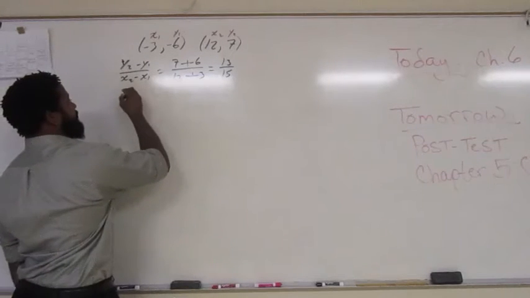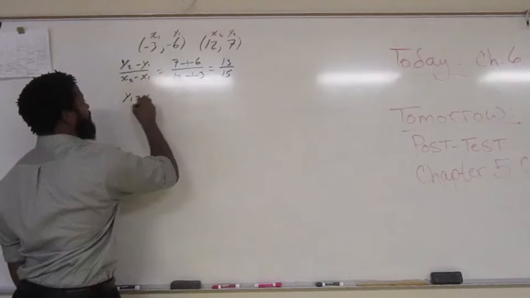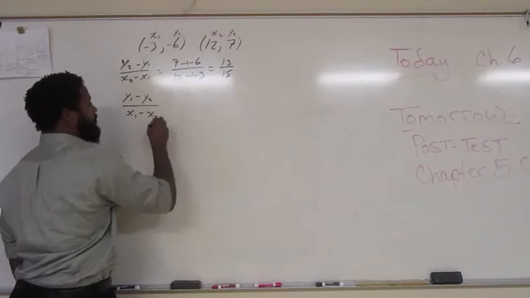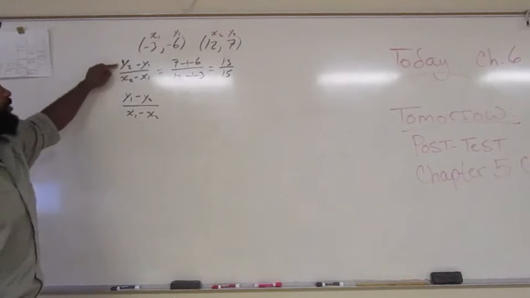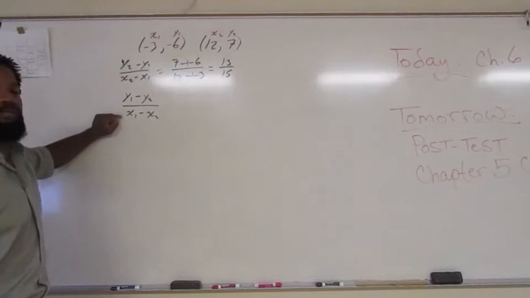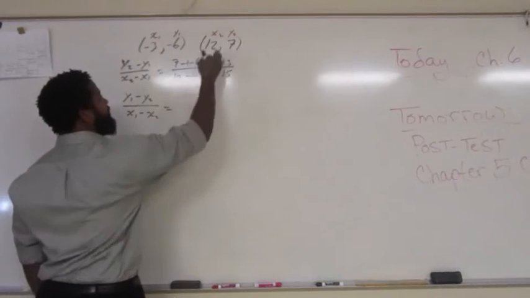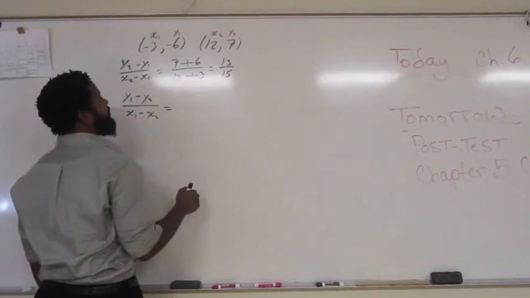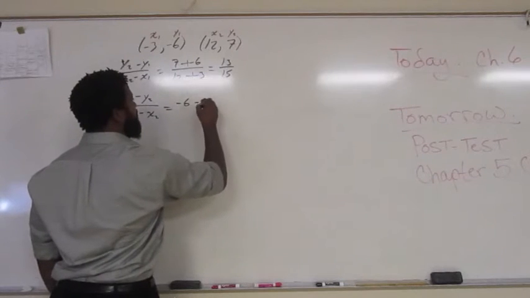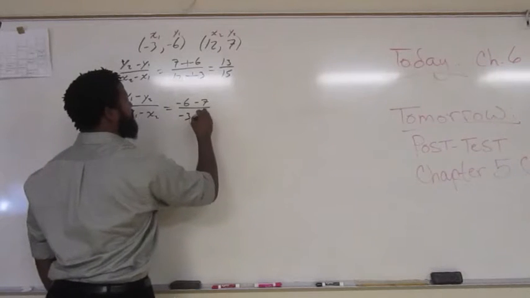Another way: Y1 minus Y2 over X1 minus X2, okay? Remember, if you start with the Y2, you must start with the X2 on the bottom. If you start with the Y1, you must start with the X1 on the bottom, okay? Then just do it the same way. Negative 6 minus 7 over negative 3 minus 12.